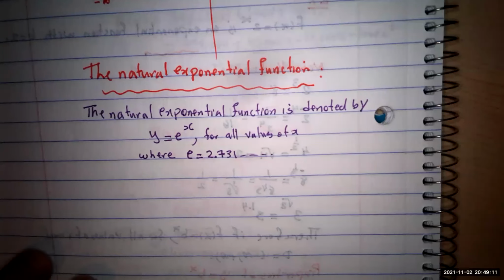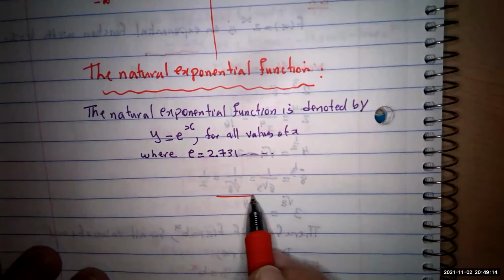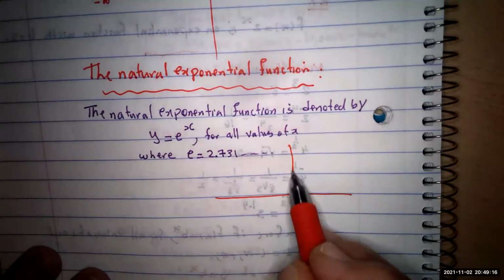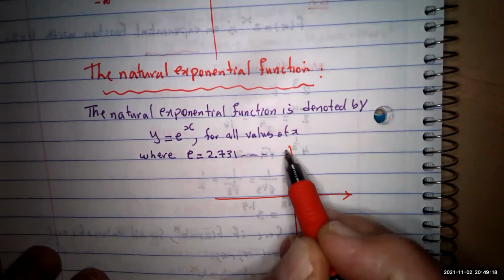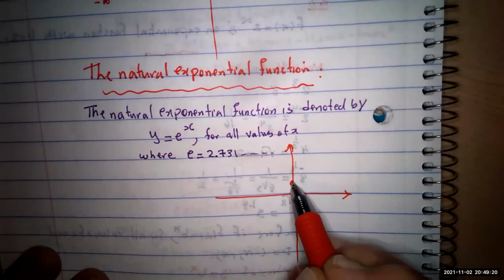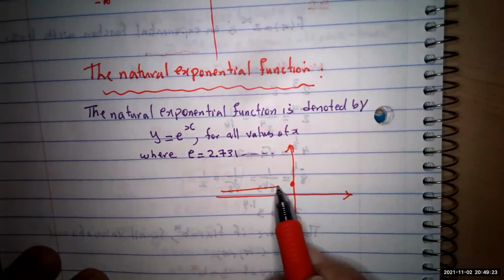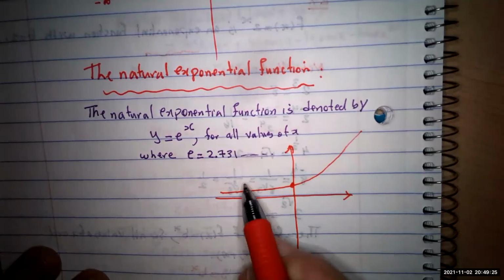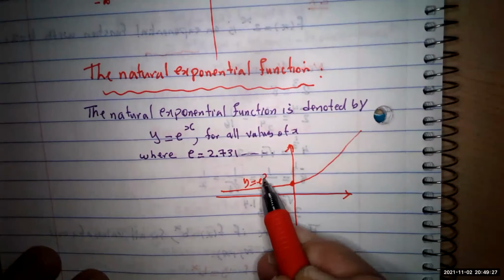This function is an increasing function because the base e is bigger than 1. So roughly this is going to be the graph of y equals e to the x.